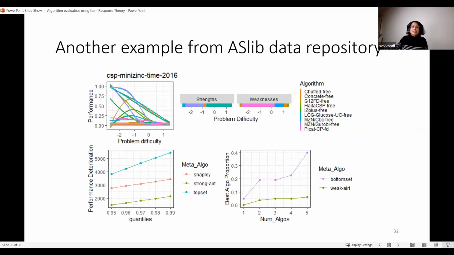And here's another example from the ASlib data repository. This is one of the constraint satisfaction problems that they have. They have a whole repository of performance data, and these are the curves that we get. This is CSP Minizinc 2016.